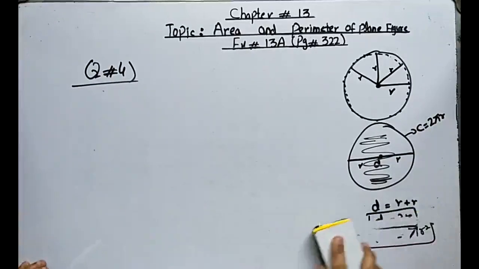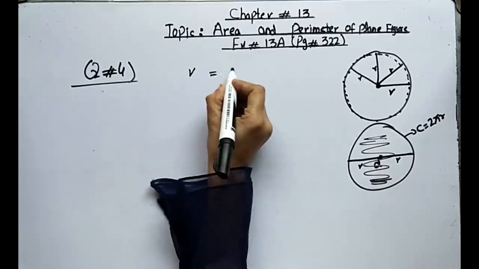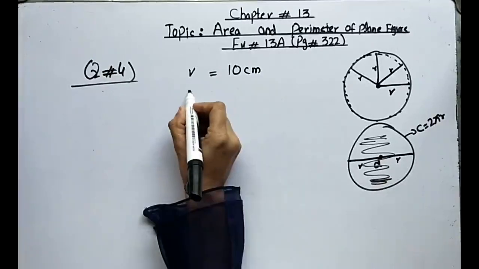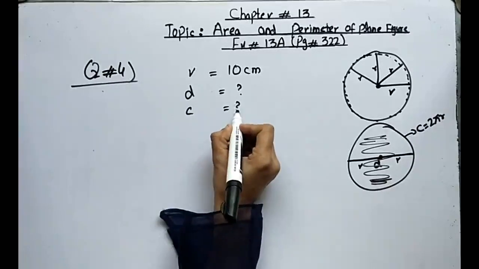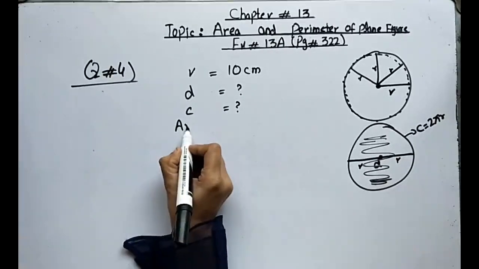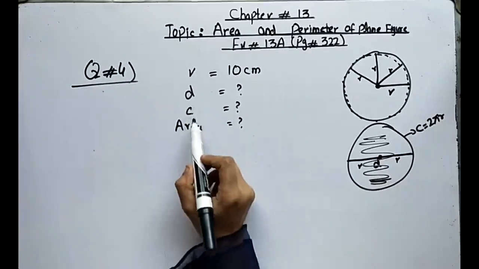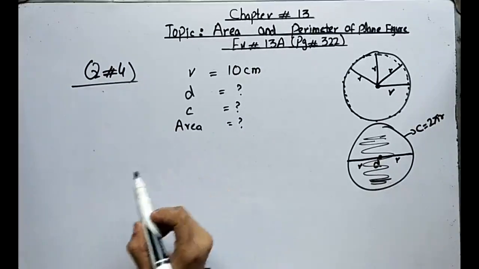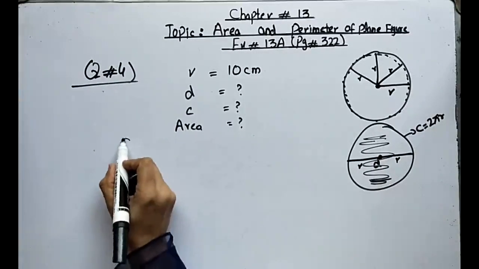Now question number 4, first in A part, the radius is given. Radius is equal to 10 centimeter. And then they are asking about the diameter D, circumference C and area. So we will find all these D, C and area one by one. And then we will put the answers into the table. Okay, now first diameter.